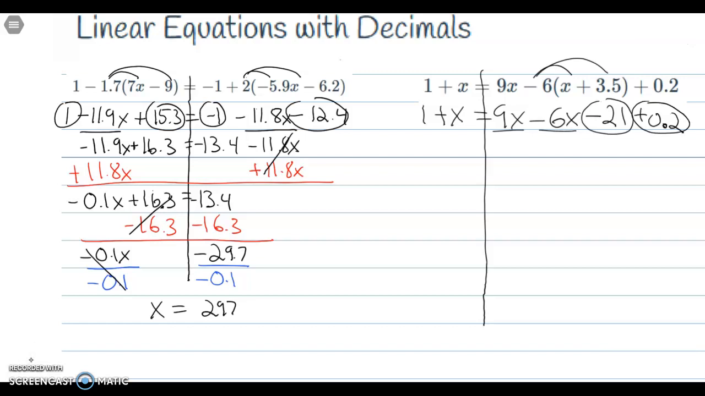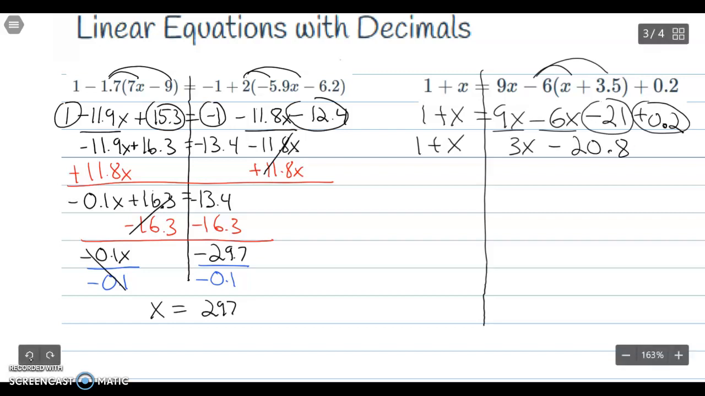All right. Now, I'm gonna go ahead and bring down this 1 plus x, 9x minus 6x. That's just 3x, but different signs, find the difference. 3x here, different signs, find the difference here. That's gonna get us a negative 20.8, and all that's equal.